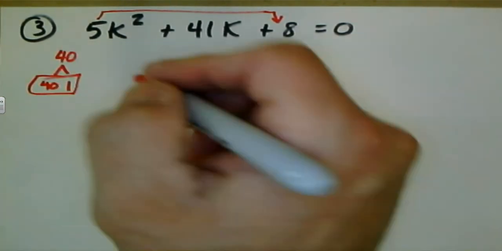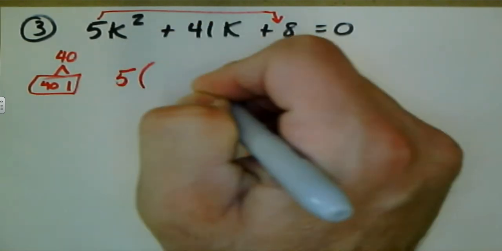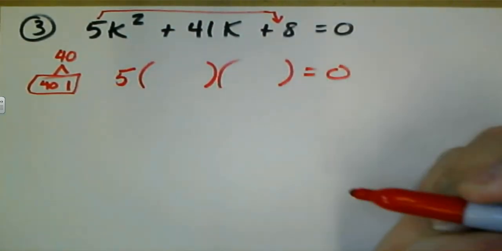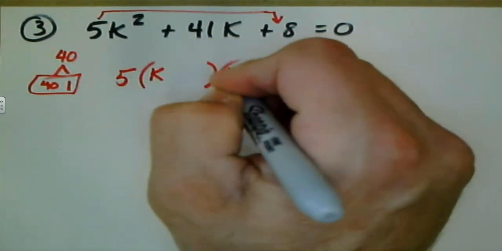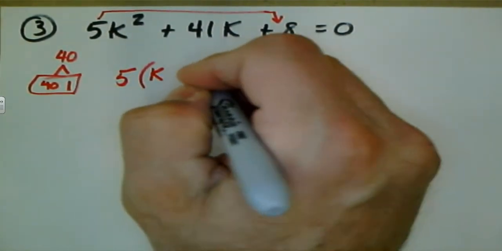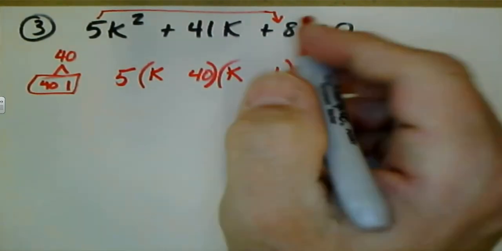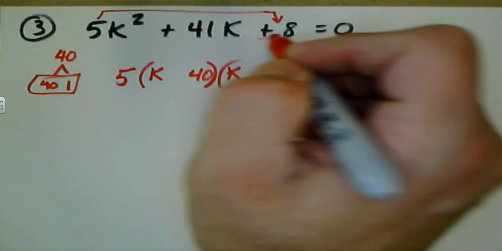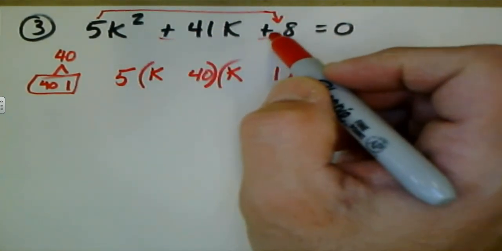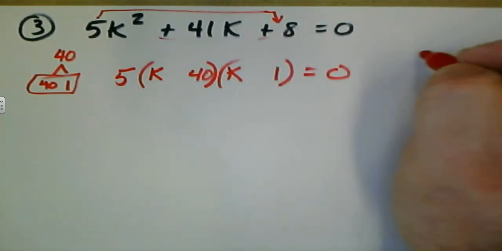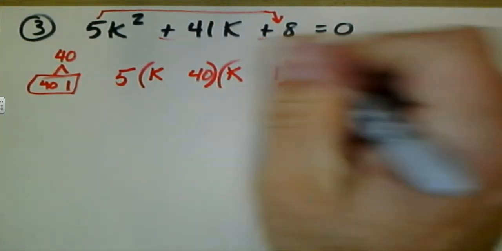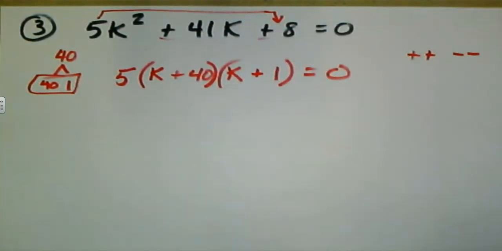It works. So we're going to put the 5 in front of our parentheses. Set it to 0. K is our variable. And our factors are 40 and 1. All the examples I gave you are all positive, positive. If this is plus, then they're either plus plus or minus minus. This one happens to be plus, so they're both plus. I might skip and go to 5 because I want another example, or I might go to 6, but we'll figure it out from here.